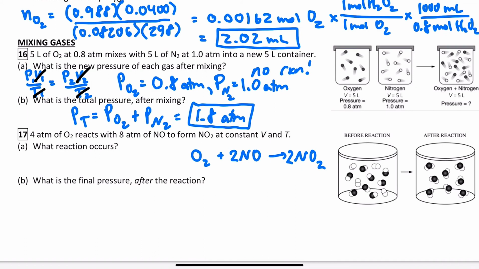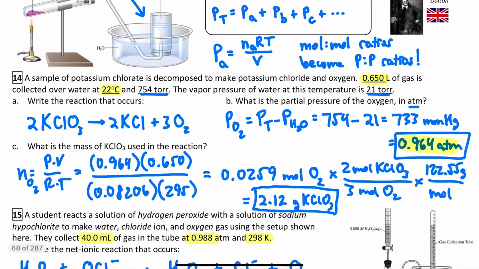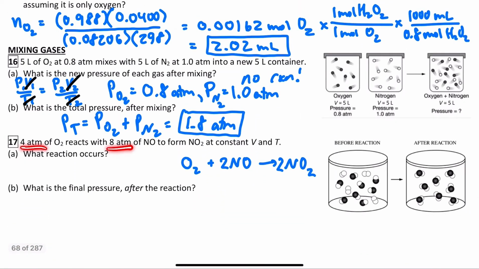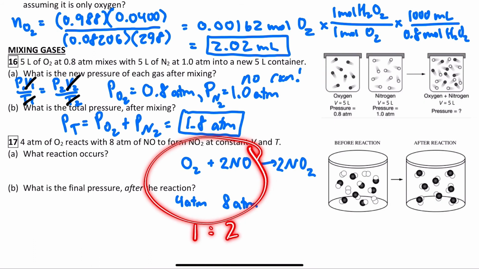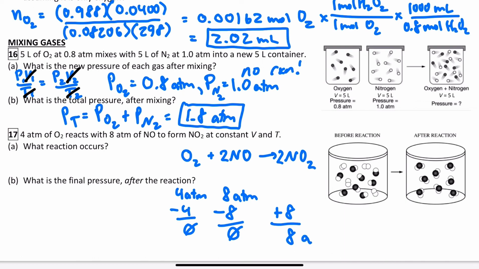Now, what's the final pressure after a reaction occurs? Well, notice they don't give me the volume and temperature, but they do say it's constant. So remember earlier we said that mole-to-mole ratios get to be pressure-to-pressure ratios. We can just use those pressures as if they were moles, as if they were amounts of substance. We have 4 atmospheres of oxygen reacting with 8 atmospheres of nitric oxide, which is exactly a 1-to-2 ratio, and that's exactly what we need. So you're going to lose all the oxygen, you're going to lose all the nitric oxide, and you're going to gain a stoichiometric amount of the nitrogen dioxide. You're going to have 8 atmospheres of the NO2 in the end.